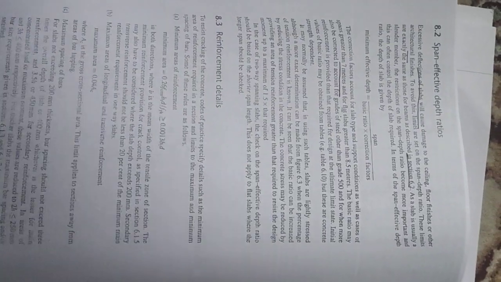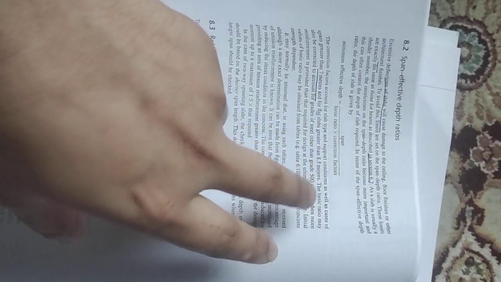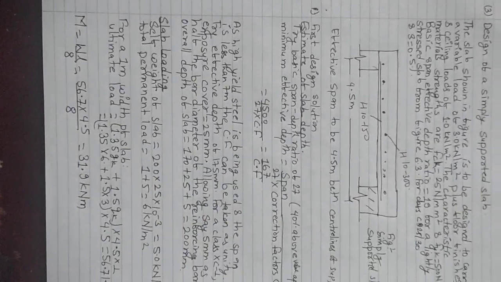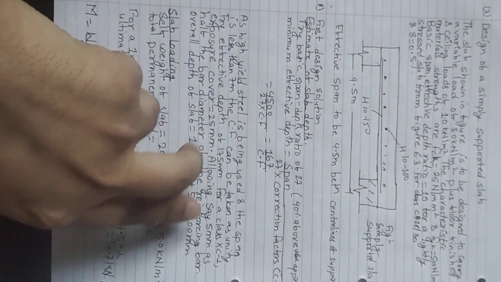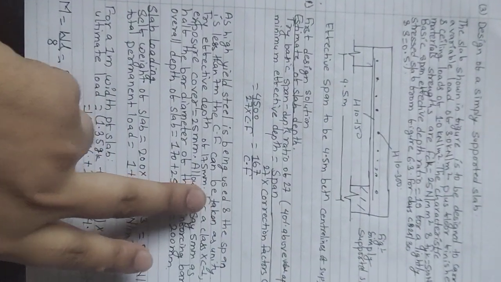The correction factor accounts for slabs and support conditions, as well as the case of span greater than 7 meter, and for flat slab greater than 8.5 meter. We need this if the slab span is greater than 7 meter. And we have taken the effective depth of 175 mm.